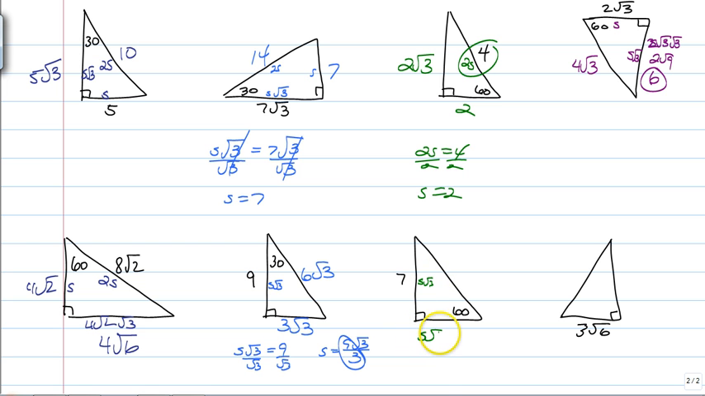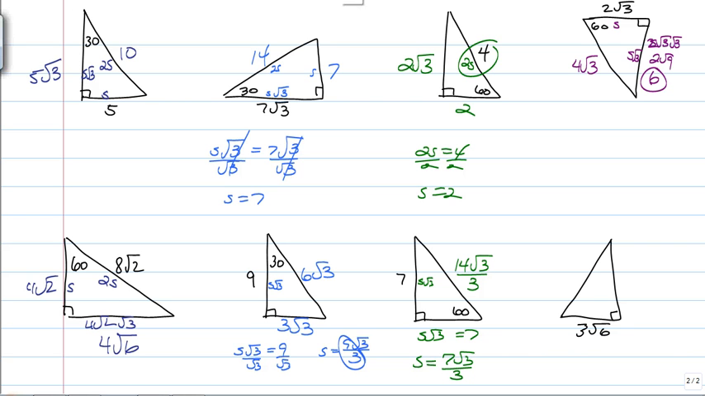S root 3 is equal to 7. Divide both sides by the square root of 3, and you get S is equal to 7 root 3 over 3. So your short side is 7 root 3 over 3. 2 times your short side would be 14 root 3 over 3, because all we did was multiply 7/3 root 3 times 2. And 7/3 times 2 is 14/3.